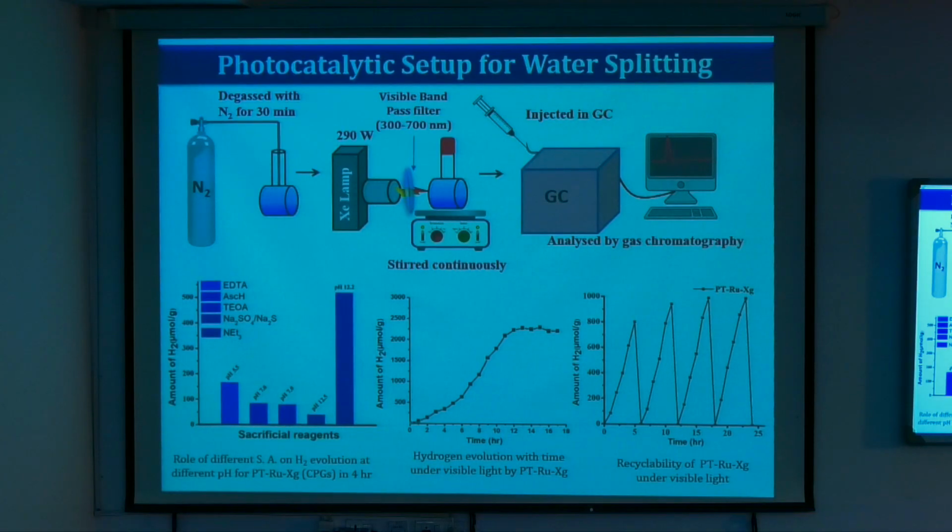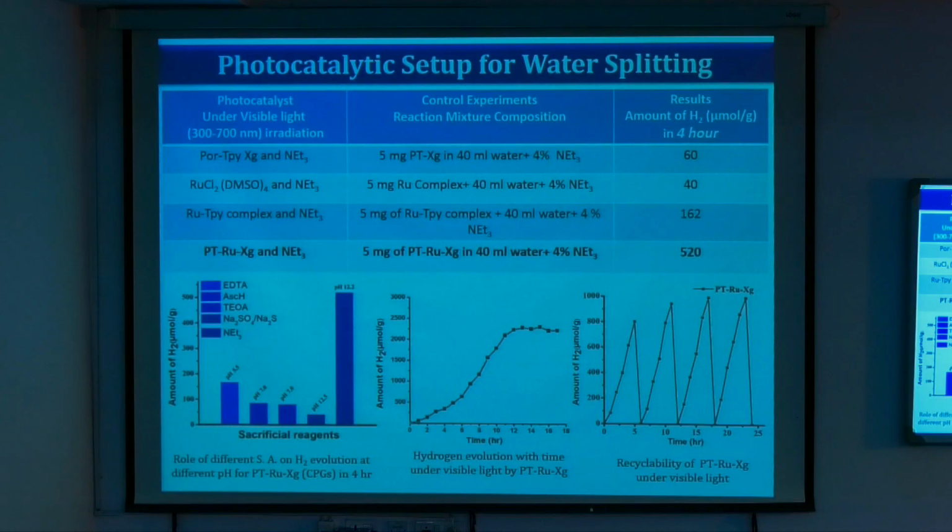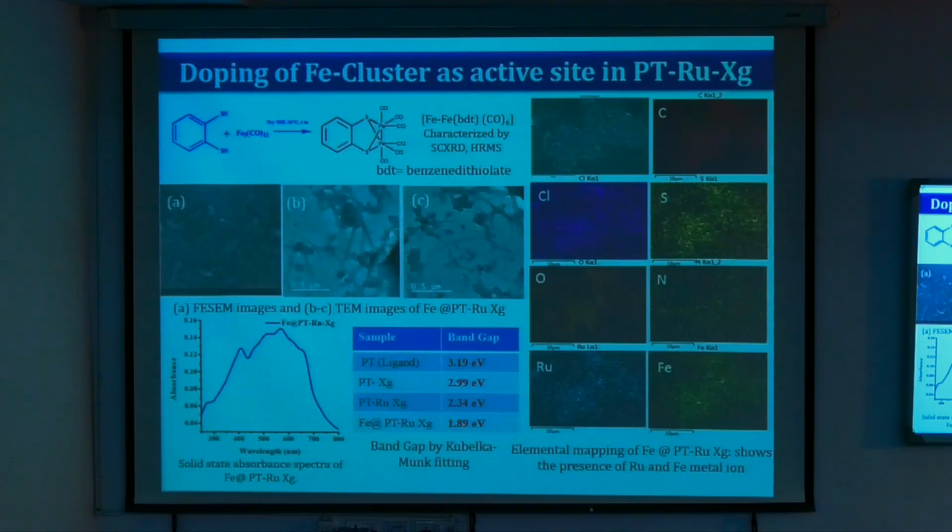So first we have done it with different sacrificial agents, and particularly you can see this one is very active. When I did not use any catalyst, the amount of hydrogen is around 2,500 micromole per gram, and it is highly stable. We have done the control experiment at different time intervals. You can see there is no problem in the stability or the recyclability of the material.